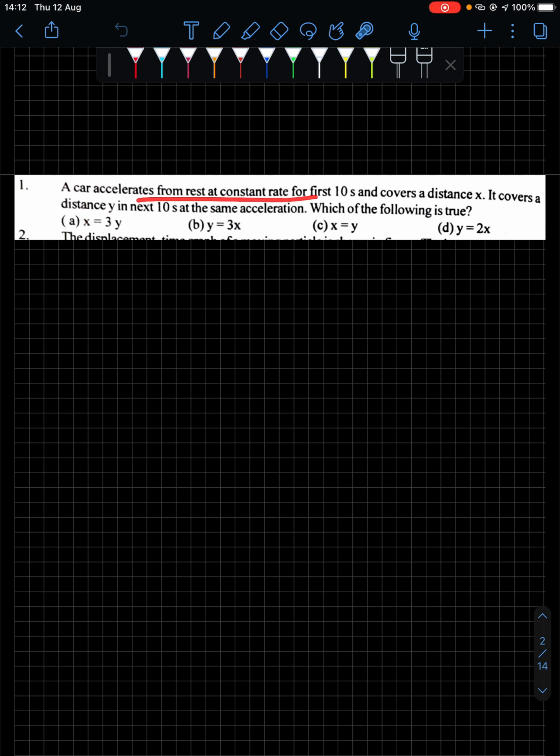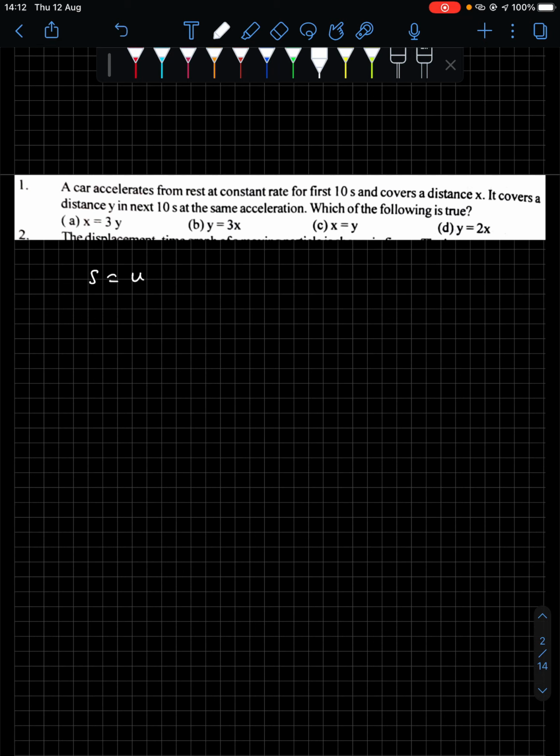A car accelerates from rest at a constant rate. It travels for the first 10 seconds and covers distance x. And in the second part of the journey, it covers distance y in the next 10 seconds with the same acceleration. Then which of the following equations is true?